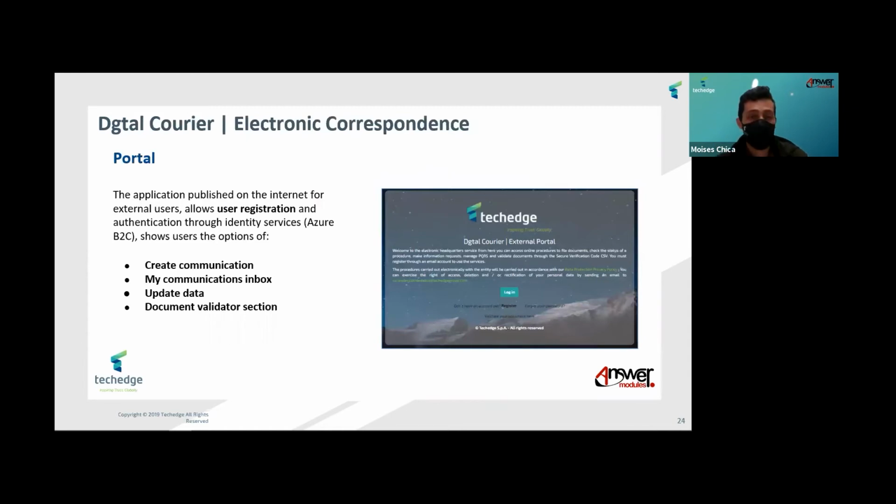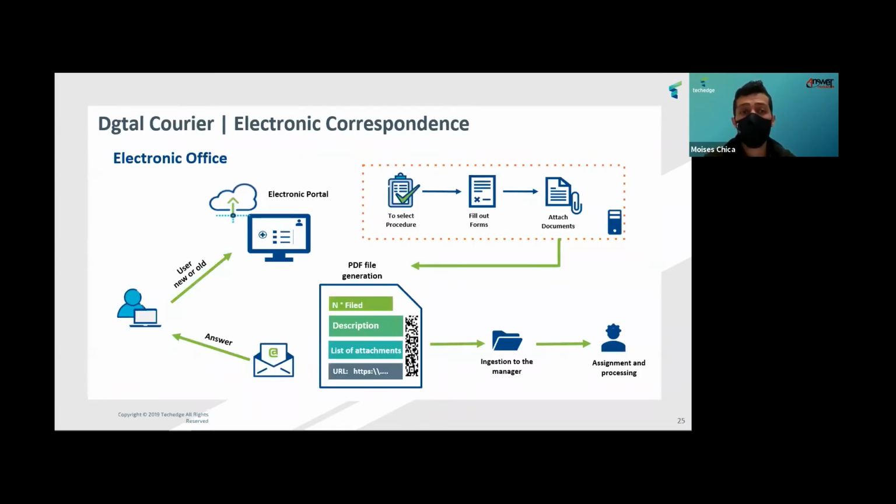And well, for the external users, as we stated before, they are also an important part of the system, or an important client of a correspondence system. We have a portal, an electronic office, a portal that's published on the internet that will allow them to register through a self-register using identity services, for example, Azure B2C, and the user will have options to create a communication, accessing an electronic form. They will also have an inbox. They can also update their data, including acceptance of terms and conditions if this has changed. And there's also a document validator section for a third party.